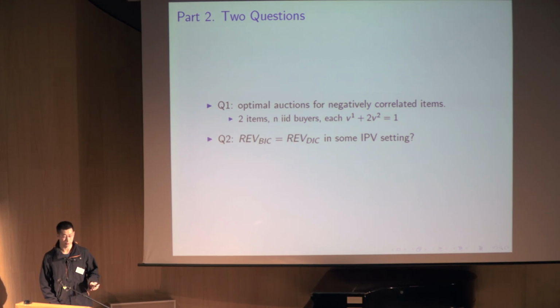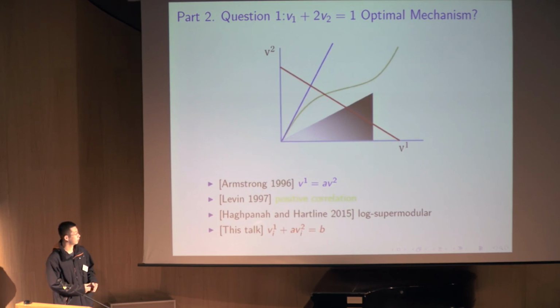This is an interesting setting, and here are some related works. Armstrong studies when V1 is proportional to V2, shown as this blue-gray line. And Levin studies when these 2 valuations have some positive correlation, shown as this green line. And Haghpanah and Hartline study when the distribution in this dark triangle satisfies some log-supermodular property. And we study the negative correlation case, shown as this red line.